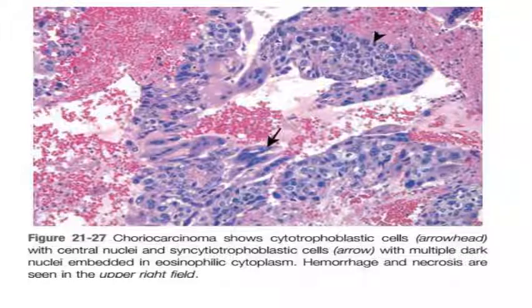In this picture, the arrowhead above is pointing towards cytotrophoblastic cells, regular, round to polyhedral cells with scant to little amount of eosinophilic cytoplasm, and the arrow below is pointing towards the large, abundantly eosinophilic syncytiotrophoblastic cells with bizarre nuclei, with adjacent large amounts of hemorrhage.